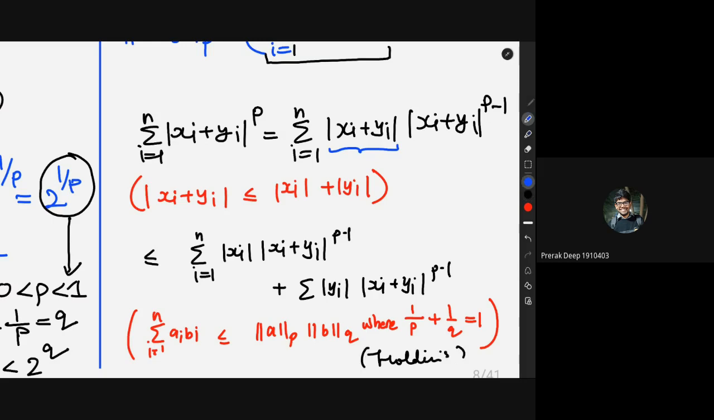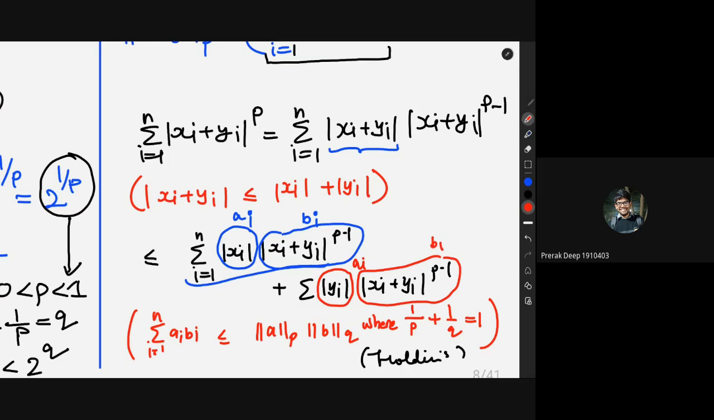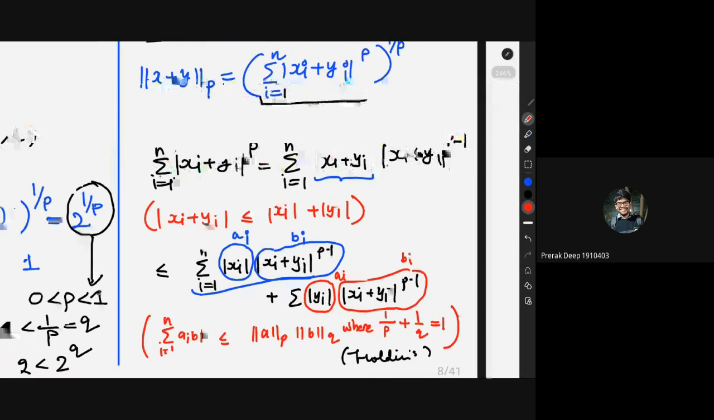So how do we use it? First, we will consider this summation. We will treat the first term as A_i and the second term as B_i, and apply this result. Similarly, for the second case, we will consider this as A_i and this as B_i, and we apply the Holder's inequality. So that's the idea.